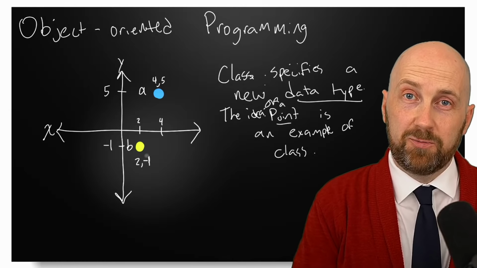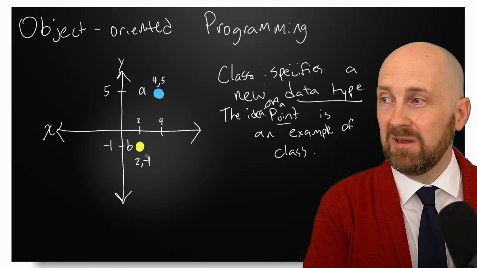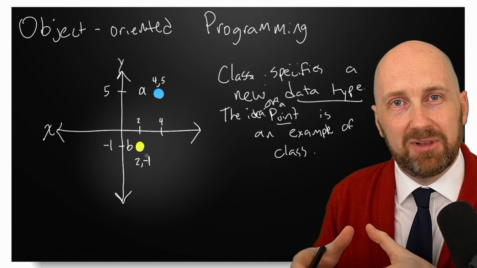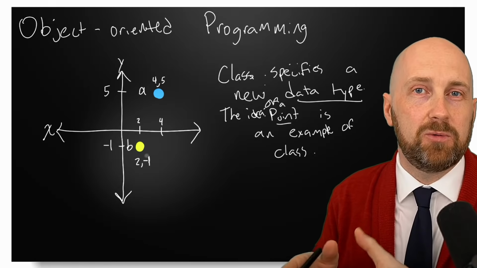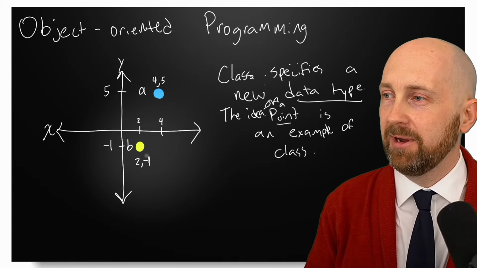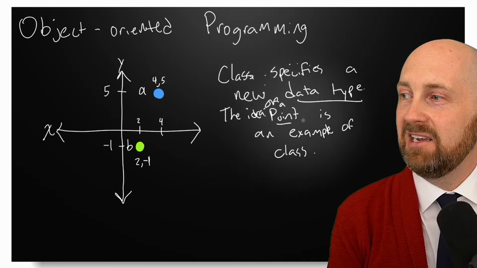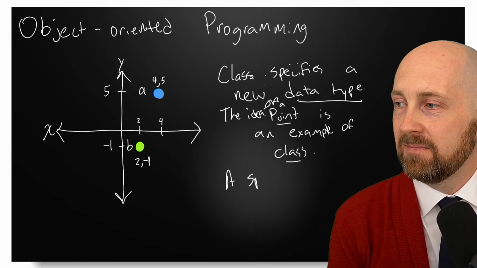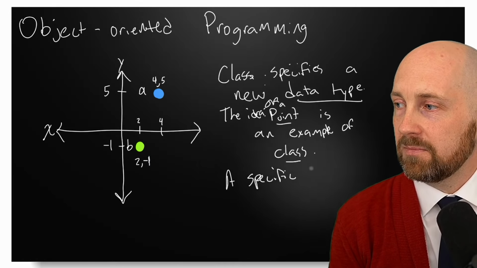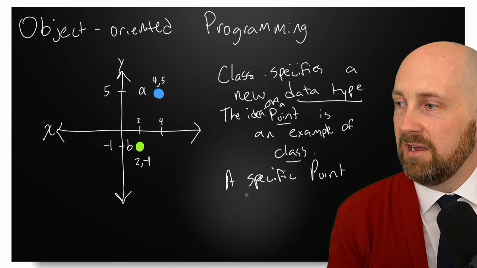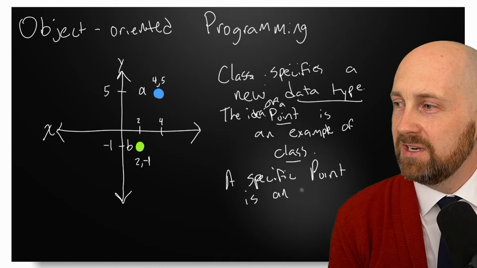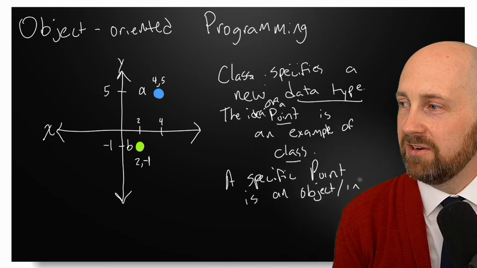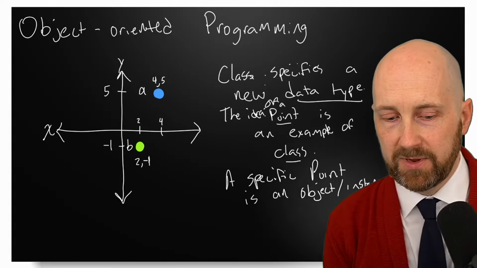And so there's this difference between the idea of something, and that's what we're going to call a class, and an actual example of it, or an instance of it, or an object, as it's called in object-oriented programming. So the idea of a point is an example of a class, and a specific point is an object. And you're going to see the word object or instance used interchangeably.